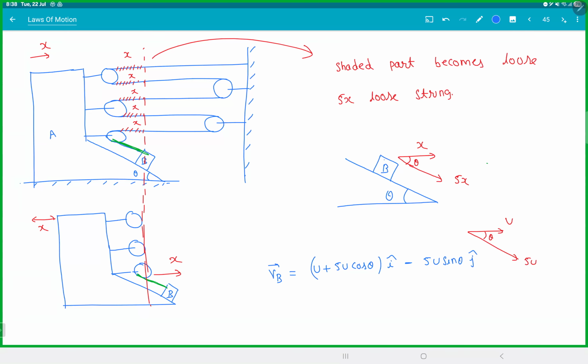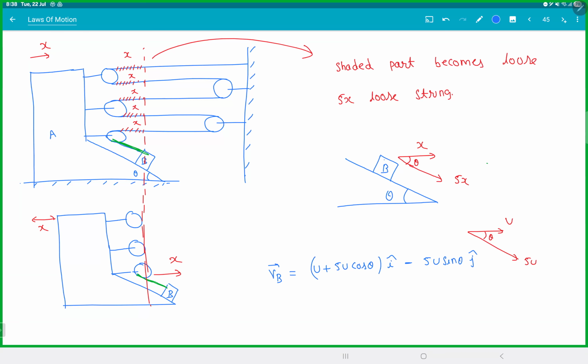Have a look at this. You can do the same thing. You can assume 1 second, then the distance traveled will be u and 5u. The same thing, it doesn't matter. I can take x, I can take u. Is the logic clear, everyone?